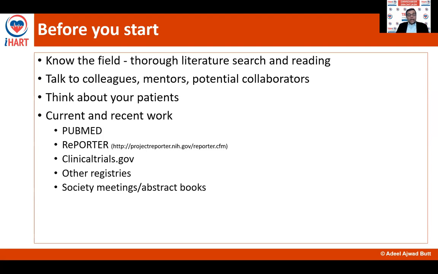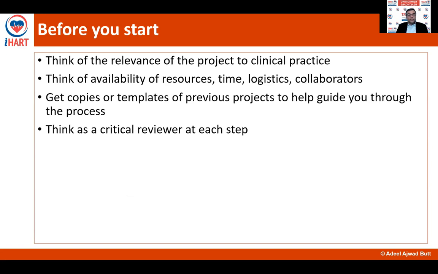You can look up current and recent work from many publicly available websites, including PubMed. There is an NIH website called Reporter, and this has a list of every funded NIH project, and you can search them by using keywords and MeSH terms. You can also look at registries which have a list of clinical trials which are ongoing, which will help you understand where the field is headed. And you should always also look at society meeting and abstract books where preliminary findings of research are often presented.